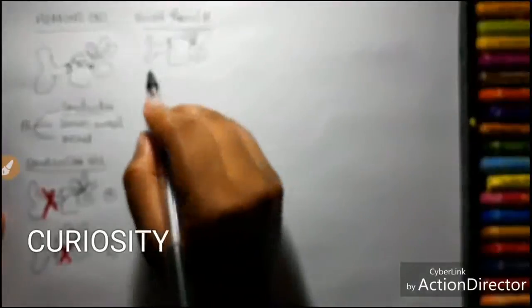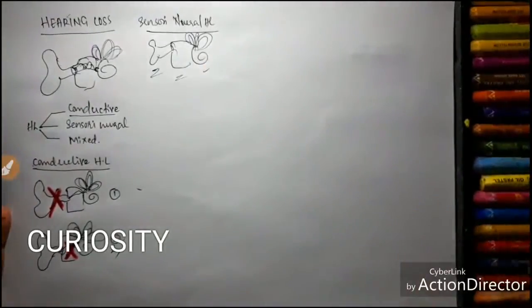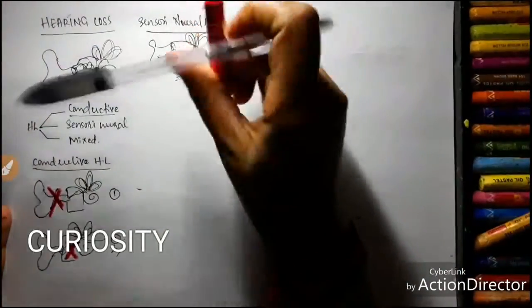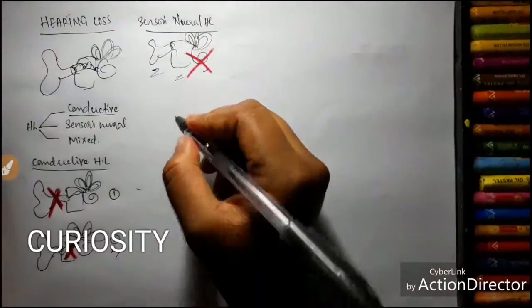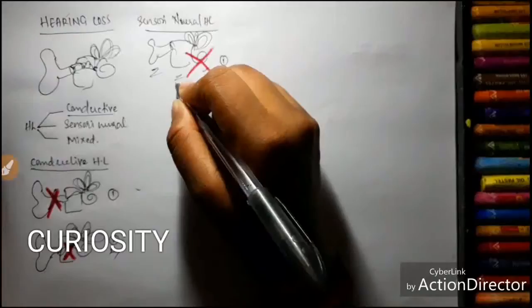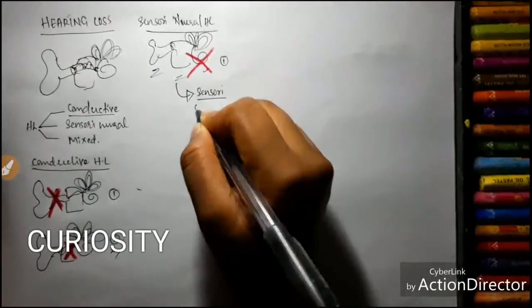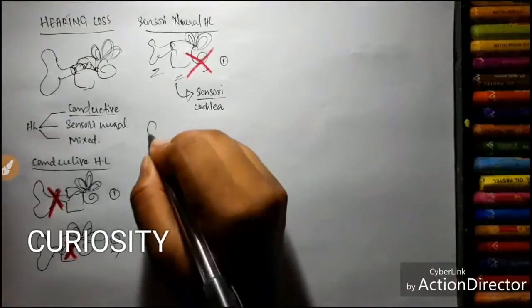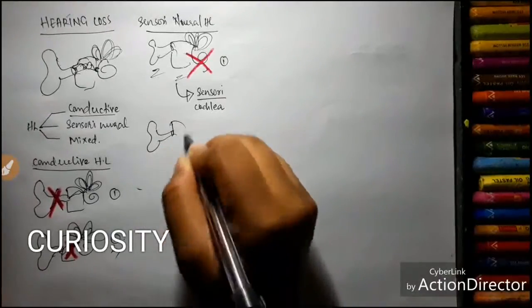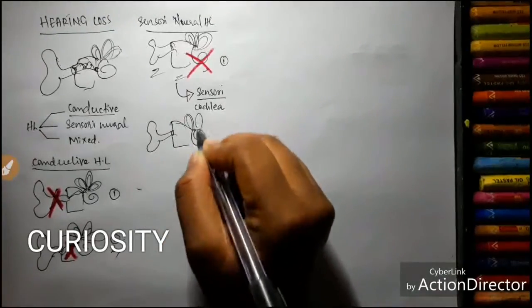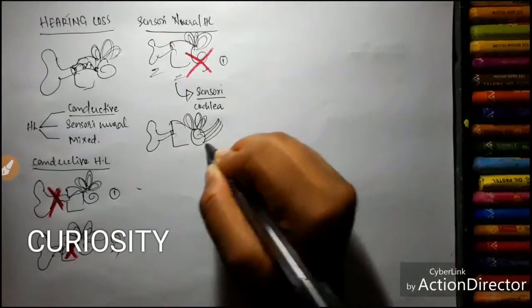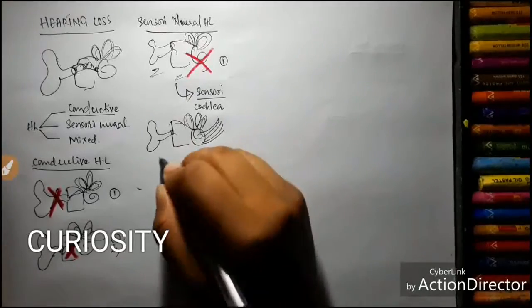Now moving on to the sensory neural hearing loss. Here the outer and middle ear don't have to do with anything. The inner ear plays the role. So if there is any damage to the inner ear, it can result in sensory neural hearing loss. If there is a problem in the cochlea, there arises sensory hearing loss, and if there is a neural problem, then it becomes neural hearing loss.